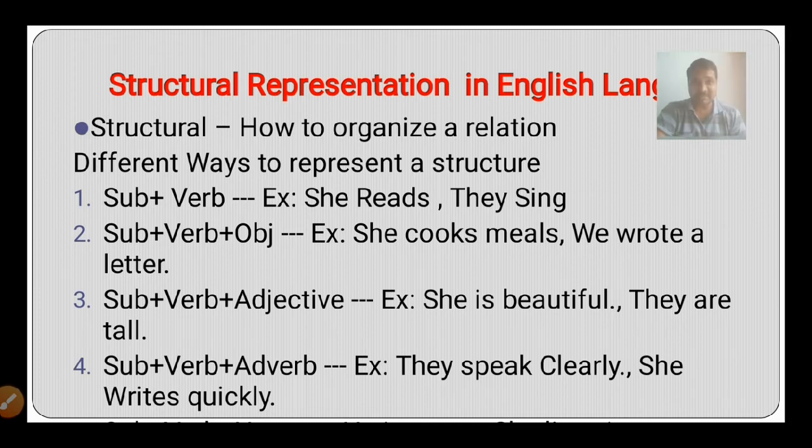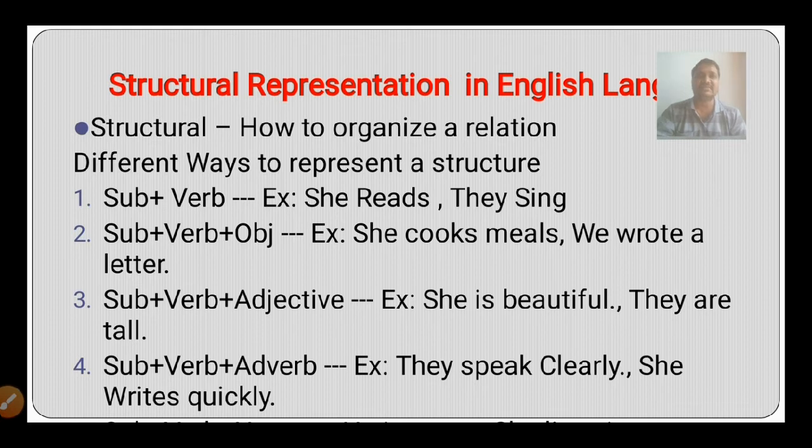You can have subject plus verb, for example: she reads, they sing. The second structure is subject plus verb plus object, for example: she cooks meals, we wrote a letter. In the third, subject plus verb plus adjective: she is beautiful, they are tall. Subject plus verb plus adverb: they speak clearly, she writes quickly.